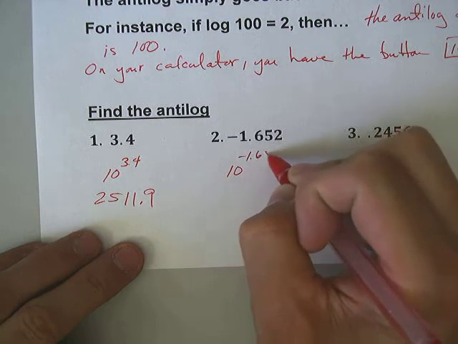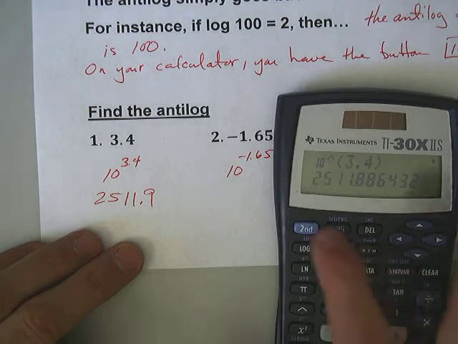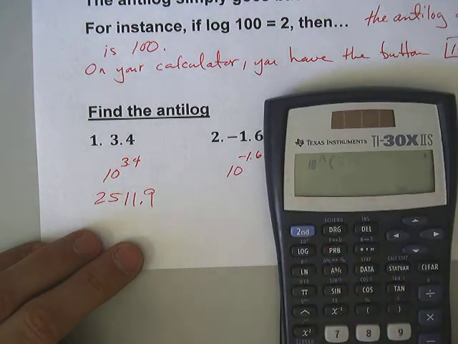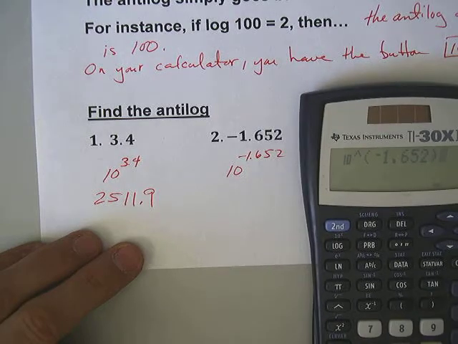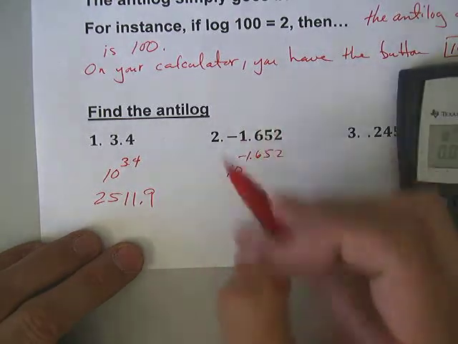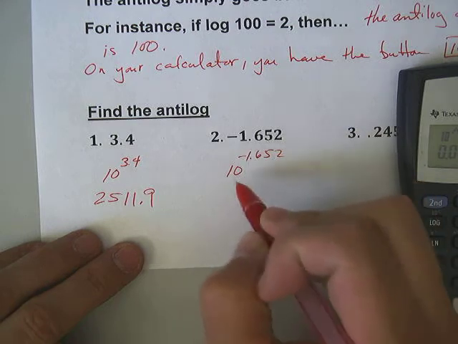Let's do this one. How about the anti-log of negative 1.652? So that would be 10 to the negative 1.652. So hit my button, and then negative 1.652.